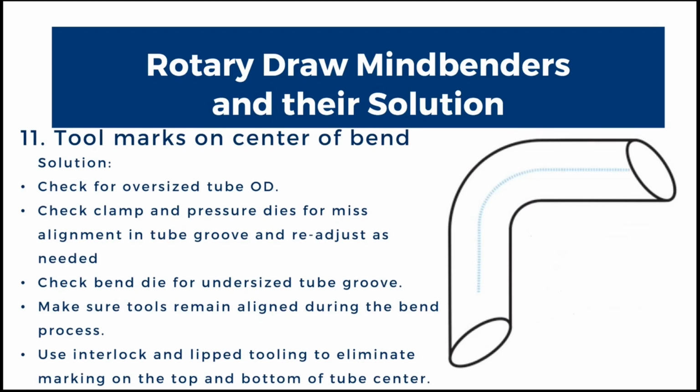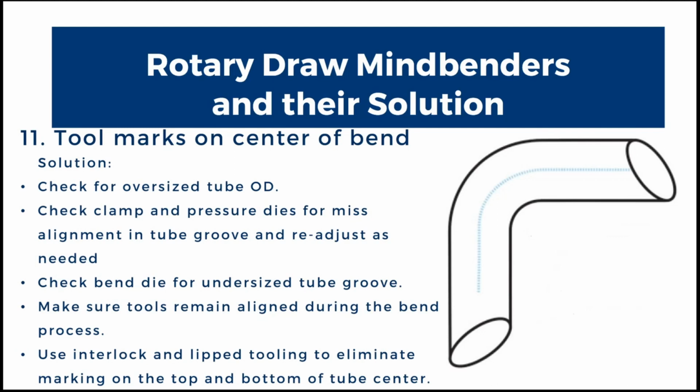Issue number 11. Tool marks on center of bend. First, check for oversized tube OD. Also, check the clamp and pressure dies for misalignment in the tube groove and readjust as needed. Next, check the bend die for an undersized tube groove.